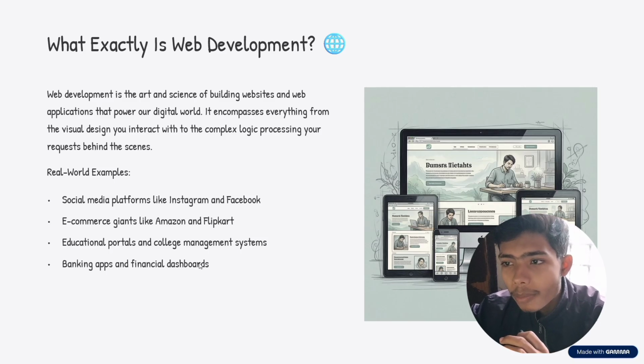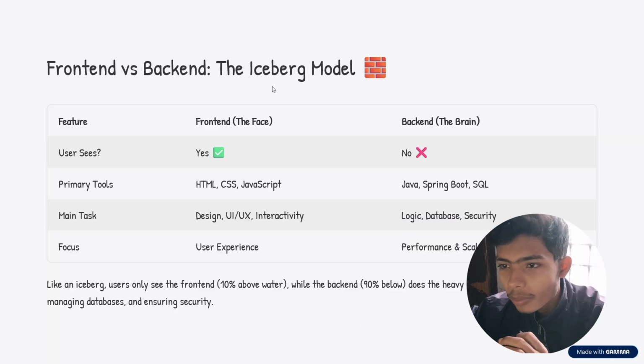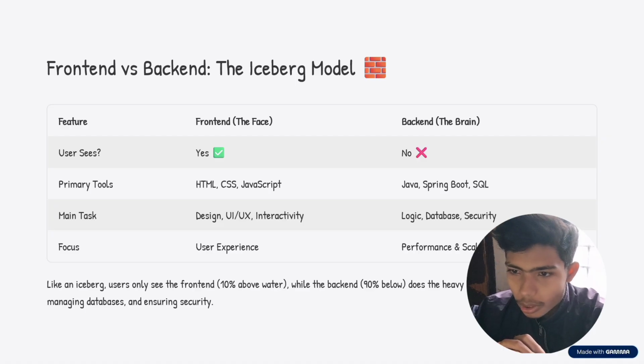Okay, now come to the front end versus back end, the iceberg model. The front end is the face of a website, whereas the back end is the brain of a web page. The user sees the front end, whatever we design in the front end. But the backend is not seen by the users. What are the primary tools? In front end, we use HTML, CSS, and JavaScript as the primary tools. On the other hand, we use Java, Spring Boot, and SQL in the backend.